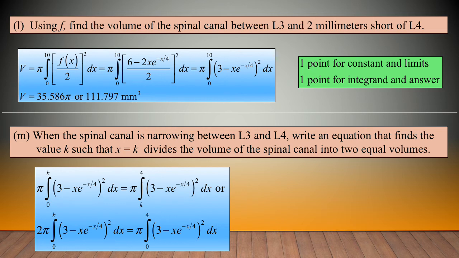Pi integral from 0 to k of (3 minus x)e^(negative x over 4) quantity squared dx is equal to pi integral from k to 4 of (3 minus x)e^(negative x over 4) quantity squared dx. Or we could say 2 pi integral from 0 to k of (3 minus x)e^(negative x over 4) quantity squared dx is equal to pi integral from 0 to 4 of (3 minus x)e^(negative x over 4) quantity squared dx. Just 1 point here for one of the correct equations.